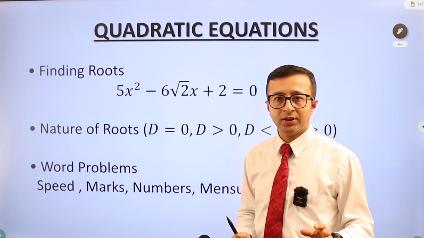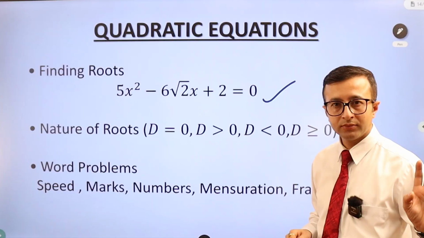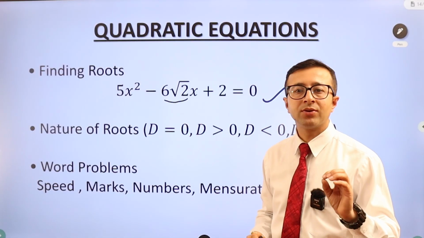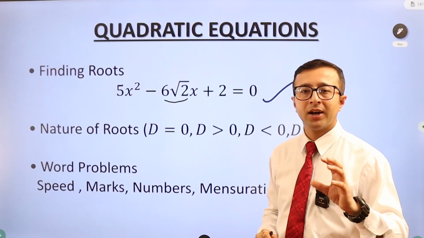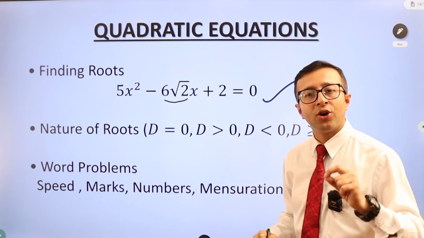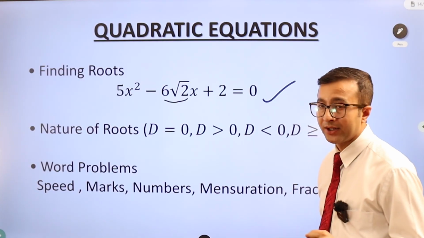From quadratic equation, questions will be asked of this type: find the roots. But for that, you may get a square root 2 or square root 3, that means a kind of irrational number in the middle term. You need to find the roots not using the quadratic formula, Sridhar formula, but by factorization.